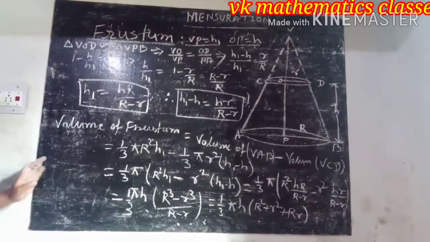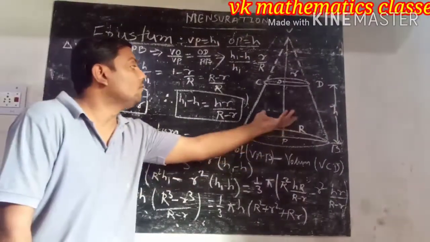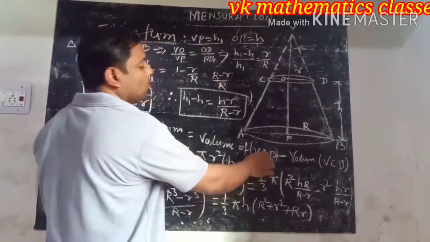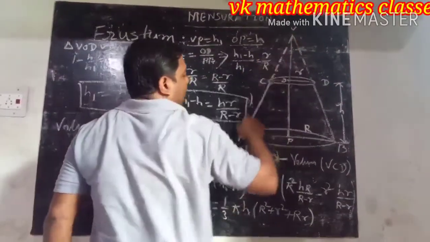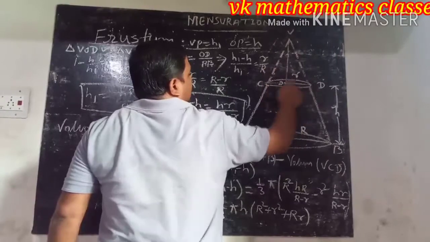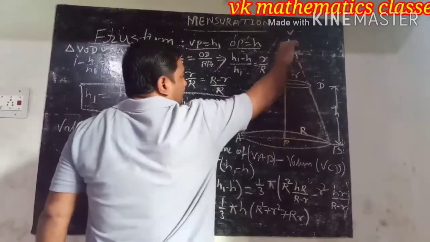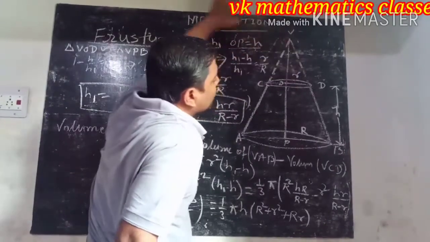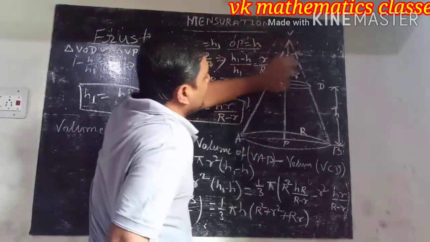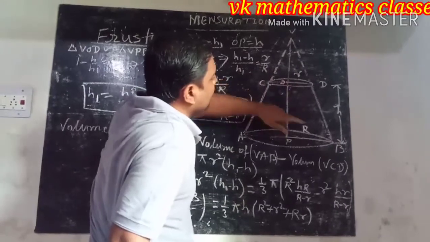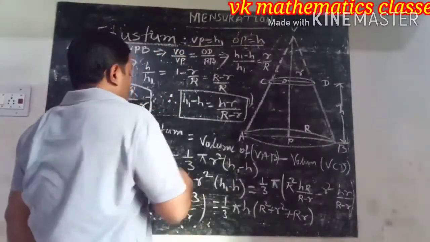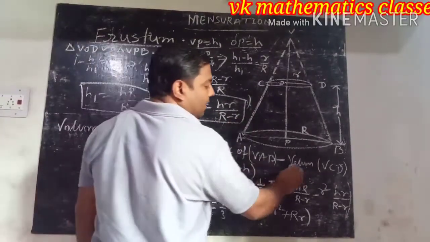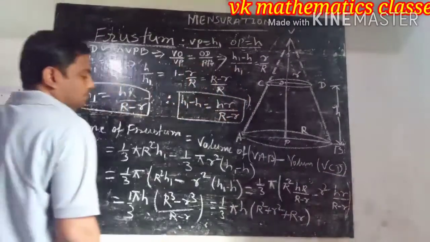We introduce the formula of the volume of a frustum. Now the volume of the frustum is equal to the volume of VAB minus the volume of VCD. VCD is taken out from the VAB, then we have the frustum ABCD. So the volume of frustum ABCD is equal to the volume of VAB minus the volume of VCD.